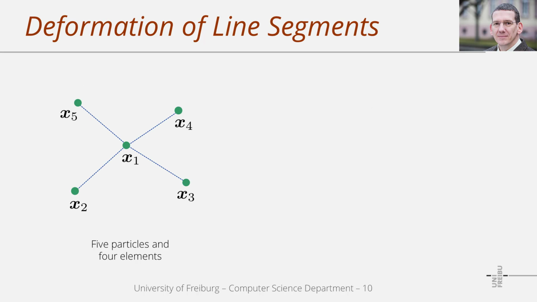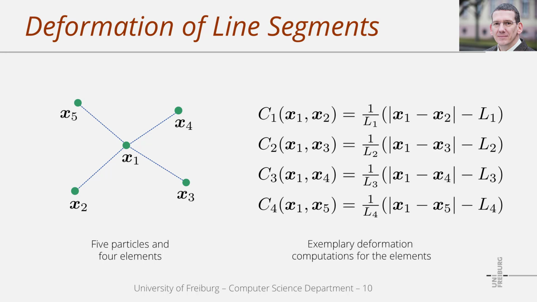Here we see an illustration of an elastic object that consists of 5 particles, and the 5 particles form 4 elements. The green dots are the particles, and the dotted lines indicate the elements. Now we consider a strain function for each element.